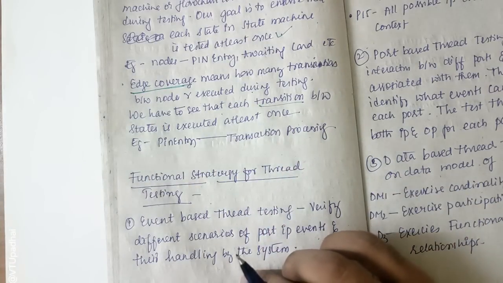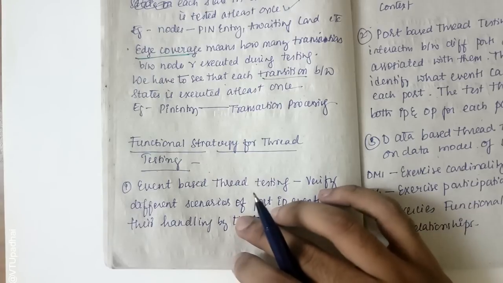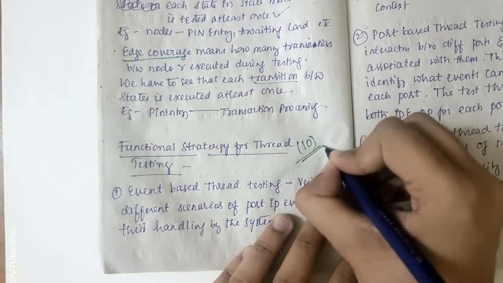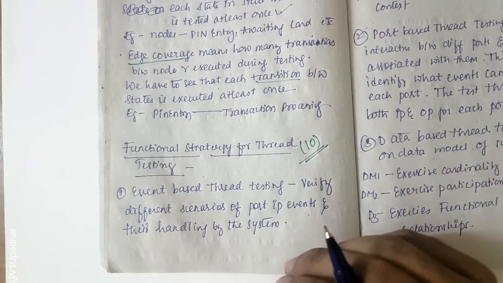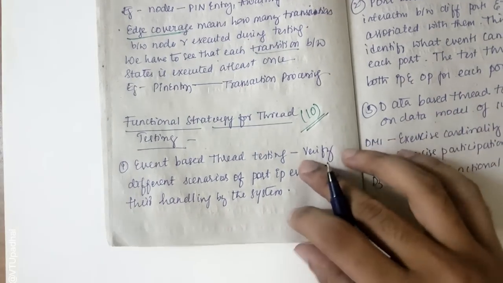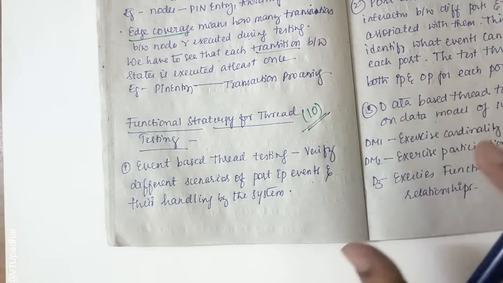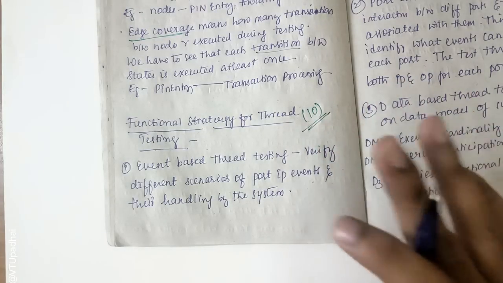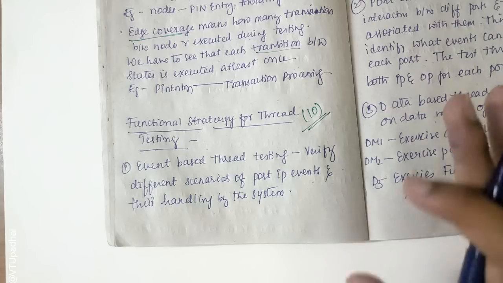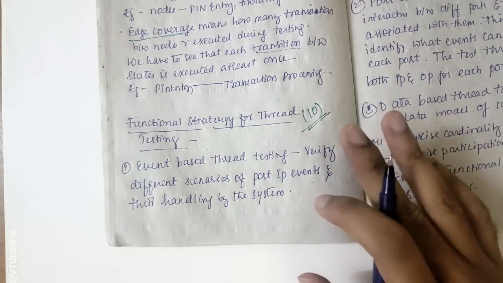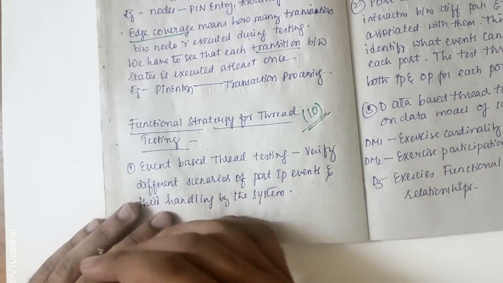Okay, next, moving on further, we have the functional strategies for thread testing. So again, this is a 10-mark question, guys. You might be thinking for each and every question I'm telling 10 marks, but these are all the topics which are present in the fifth module. I have skipped a few topics because they were pretty difficult to understand and they may not be asked in the exam. So concentrating on those topics which have some weightage, we'll be looking into it.